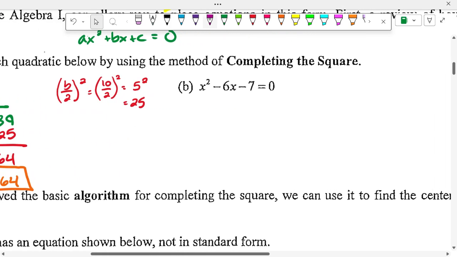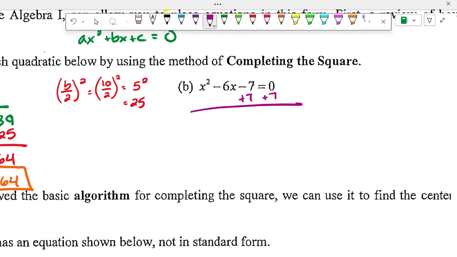So what's my first step? I have to add the constant to both sides to get rid of it. I have to make room for what I'm going to complete the square with. So this will be x squared minus 6x. Leave that space so I know I have to fill it. You don't have to draw the space, but I like to do it just so I remember that something has to go there. And it's equal to 7.